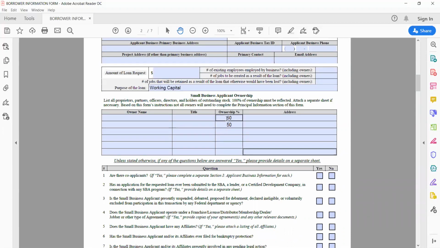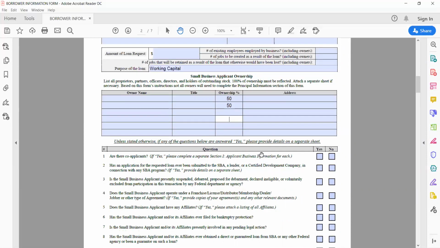The ownership breakdown is going to be here, and it needs to equal 100%. So even if there's someone who owns 1% or 5%, they're going to need to be listed here as well. They may not have to fill out this form, but they would be listed here in this area.